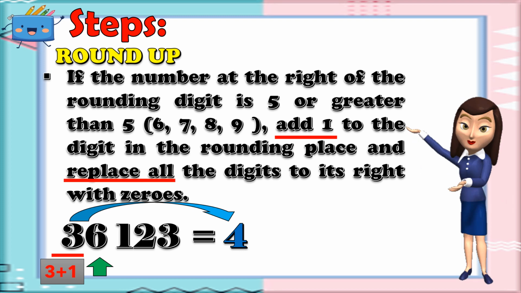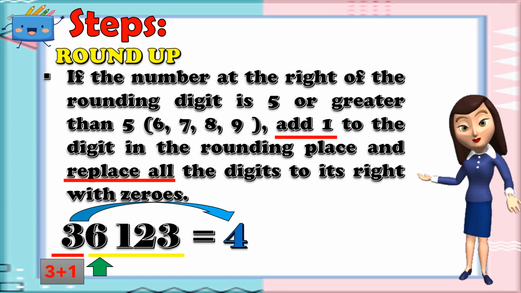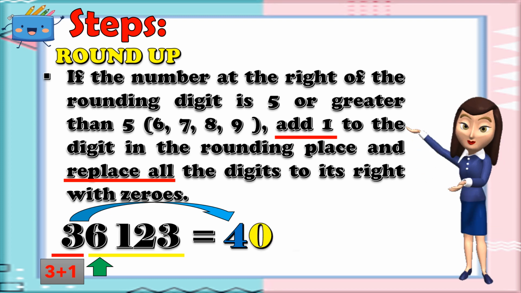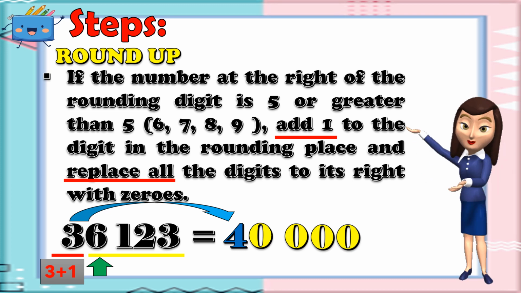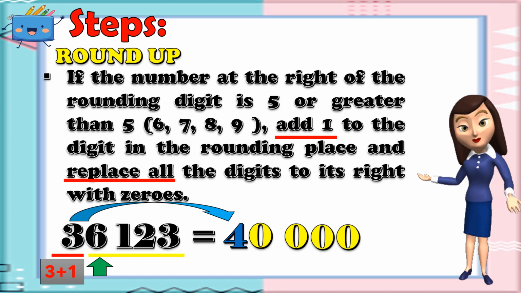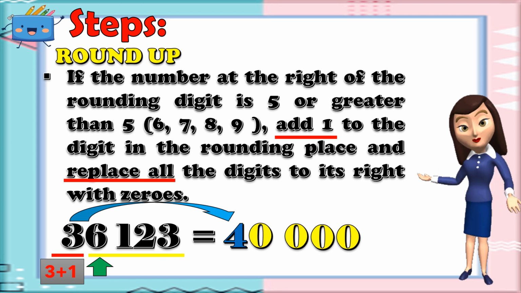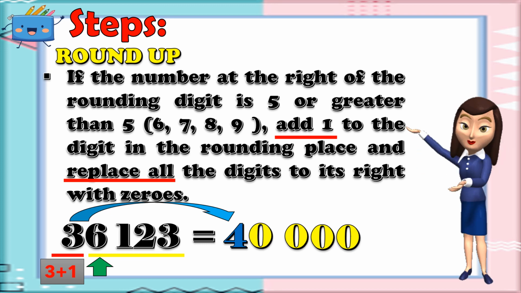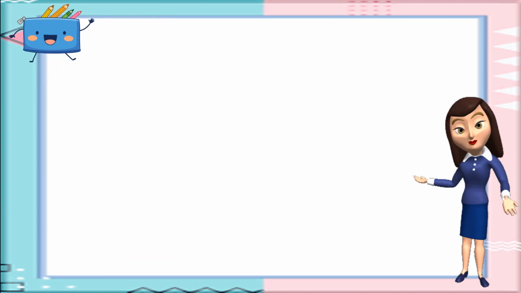Then, replace all the digits to its right with zeros. So, papalitan natin ang 6, 1, 2, 3 ng 4 na zeros. Itong example na ito ang tinatawag nating round up kasi nagdagdag tayo ng isa sa rounding digit. Therefore, 36,123 rounded off to the nearest 10,000. The answer is 40,000. Here is another example.